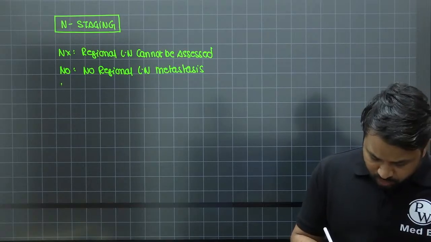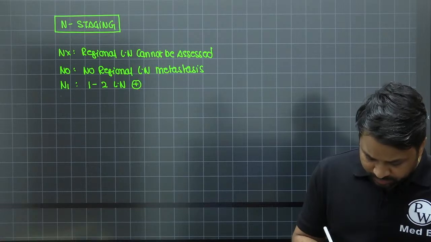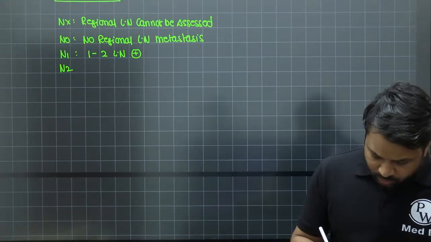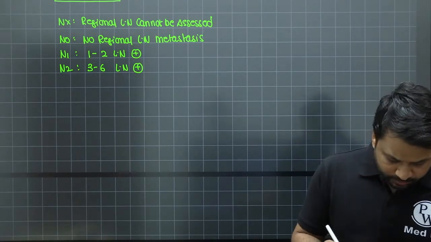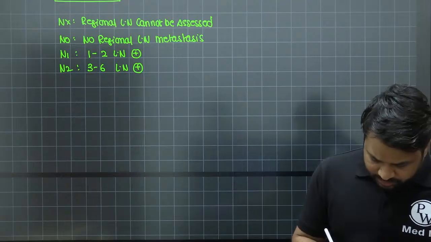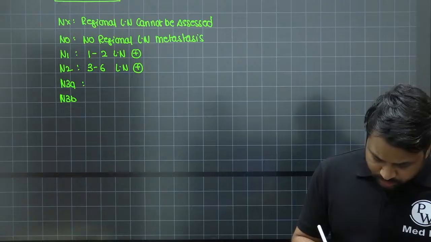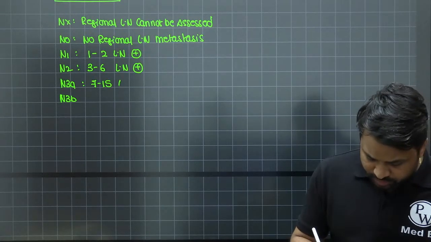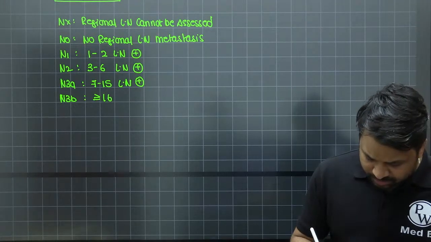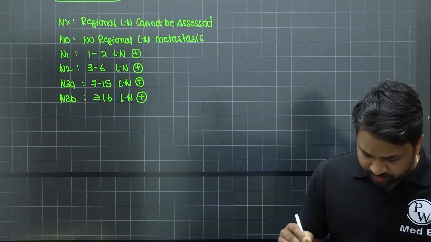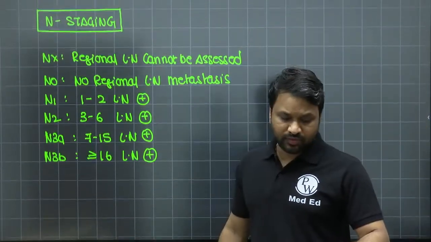N1, if 1 to 2 regional lymph nodes are involved. If 1 to 2 regional lymph nodes are positive, it is N1 disease. N2 disease is going to be 3 to 6 regional lymph nodes. N3 disease can be divided into N3A and N3B. N3A is 7 to 15 regional lymph nodes positive, and N3B is more than or equal to 16 lymph nodes. If they are found to be positive with tumor, it is N3. So regional lymph nodes are classified on the basis of these arrangements.